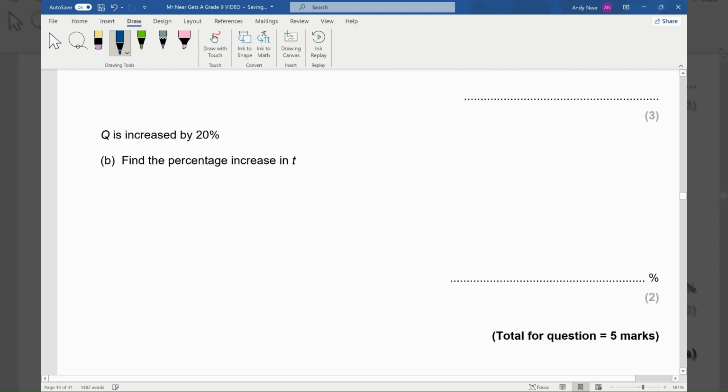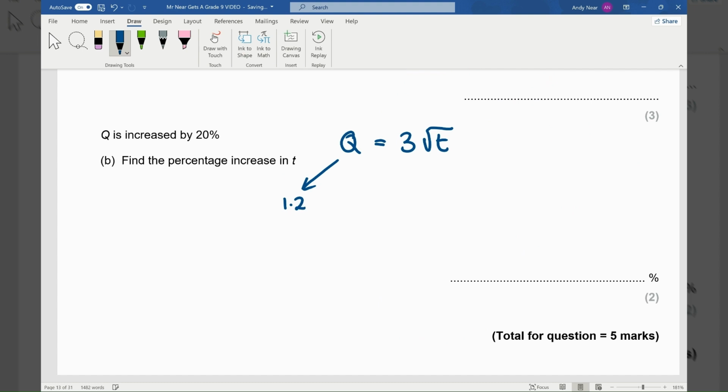You're then told that Q is increased by 20%. Slightly difficult to explain this one, but basically, if this goes up by 20%, it's going to be multiplied by 1.2. The 3 is going to stay fixed, so the square root of t must increase by 20%. But it's inside the square root, so you're going to need to have 1.2 squared inside the square root to make it increase by 20%. 1.2 times 1.2 is 1.44, and that's a 44% increase.